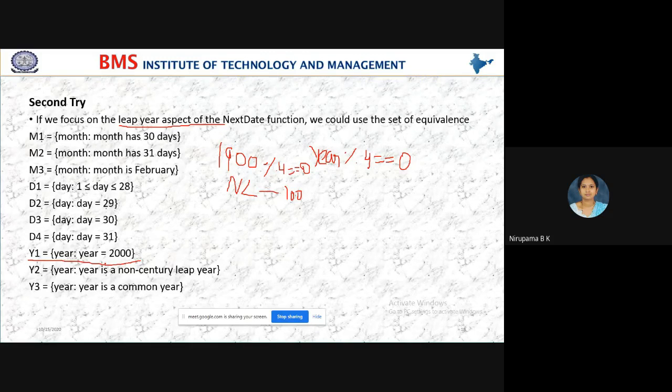Did you get the difference there? Earlier we were taking a random year. We don't know which year we are taking. Here specifically we are taking 2000, whether it's a leap year or not.